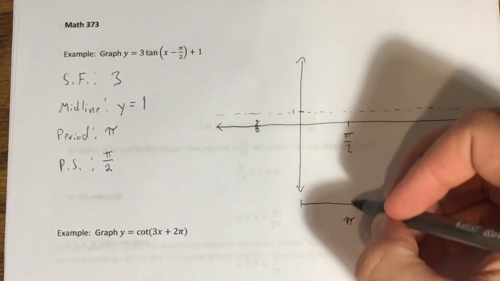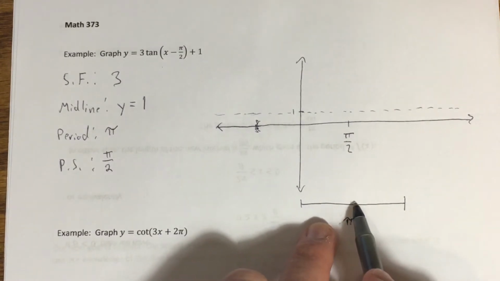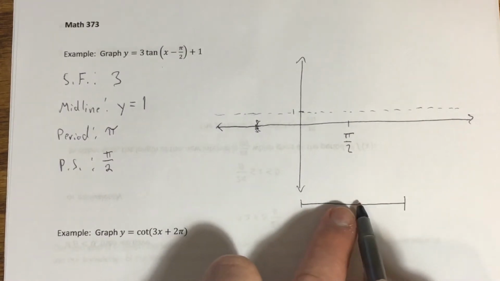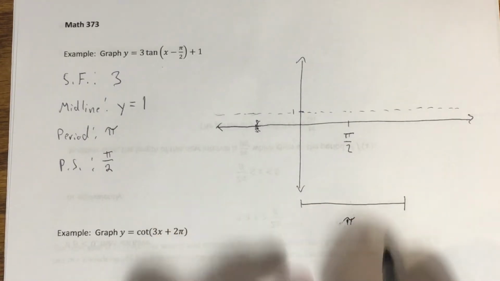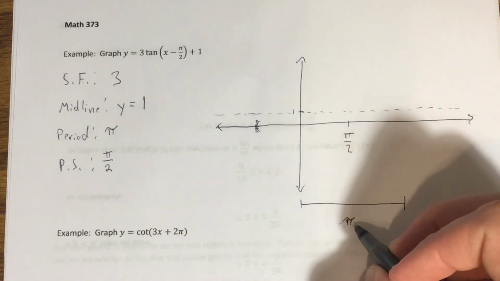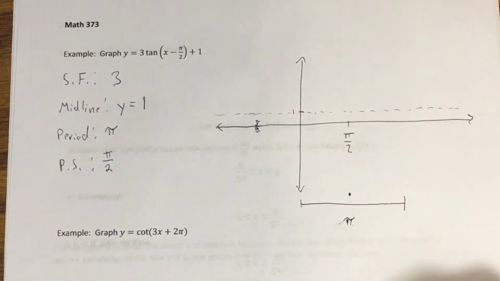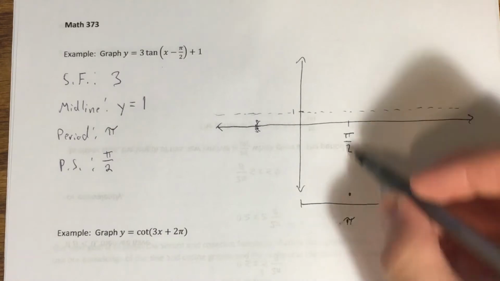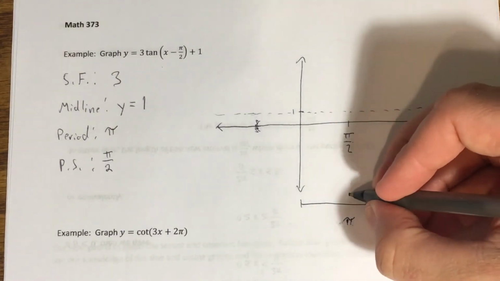Well, pi over 2 is in the middle of this interval, so I have to split it into 2 equal parts and go to the right by that amount and to the left by that amount to get the left and right endpoints. What is half of pi? Well, half of pi would be pi over 2. Coincidentally, the same thing as this number. That's just a coincidence. Don't read into that.